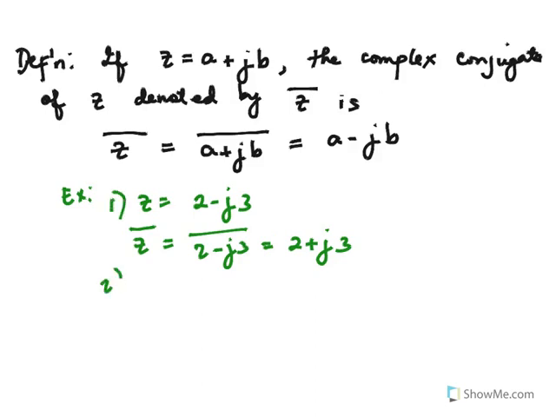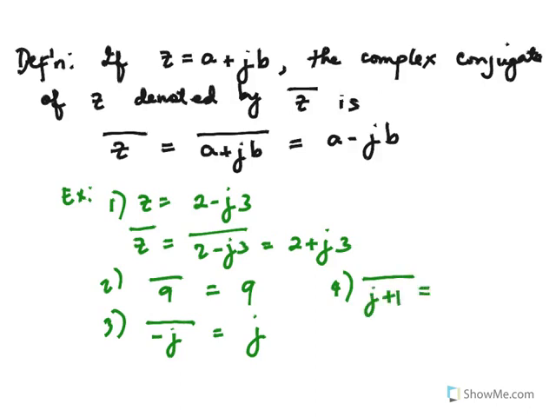Or if you want to get the complex conjugate of the number 9, then it is simply 9. Hindi nagiging negative 9 kasi wala ka namang imaginary part eh. So ibig sabihin, real part lang siya talaga. So walang magbabagong sign. If you want to get the complex conjugate of negative j, so that's simply positive j. Or if you want to get the complex conjugate of j plus 1, then this is not j minus 1, but negative j plus 1.